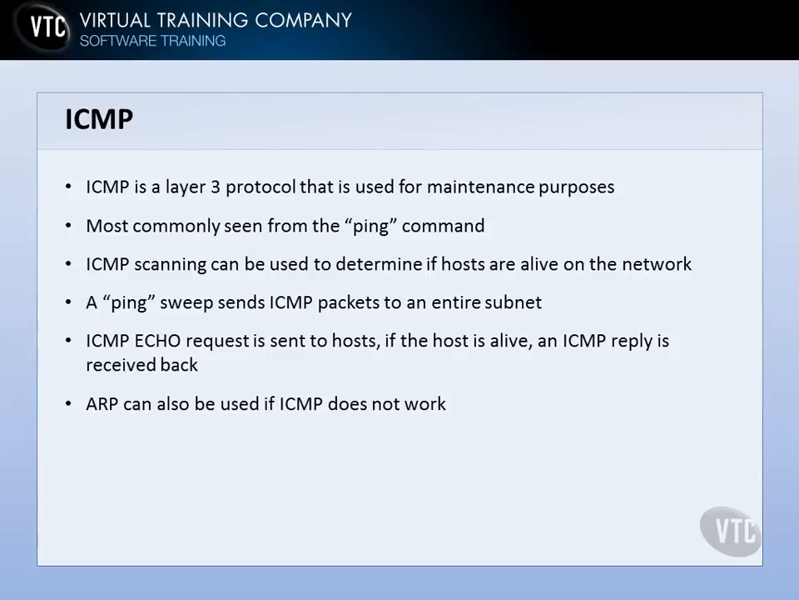Now, a lot of network devices block ICMP, so they're basically ineffective in scanning a network. What you might do in that case is use ARP requests to see if the host is alive or not. And in fact, a lot of Nmap scans use ARP by default.